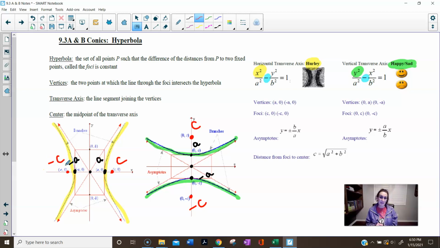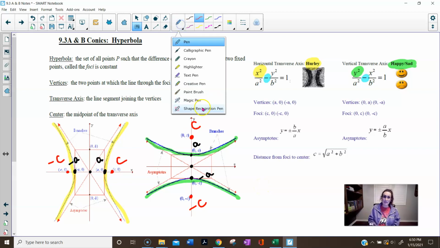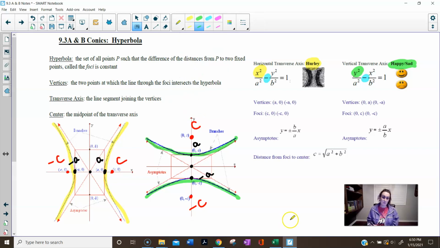All right, then from there, how do we know how wide to make the curves? Well, we're going to know how wide to make the happy sad or the Hurley by drawing this rectangle in which asymptotes are going to move through the rectangle. All of this, the asymptotes and the rectangle, they're not part of the graph. They're just helping me to graph the most accurate graph. So we're going to go through how to graph in just a moment.